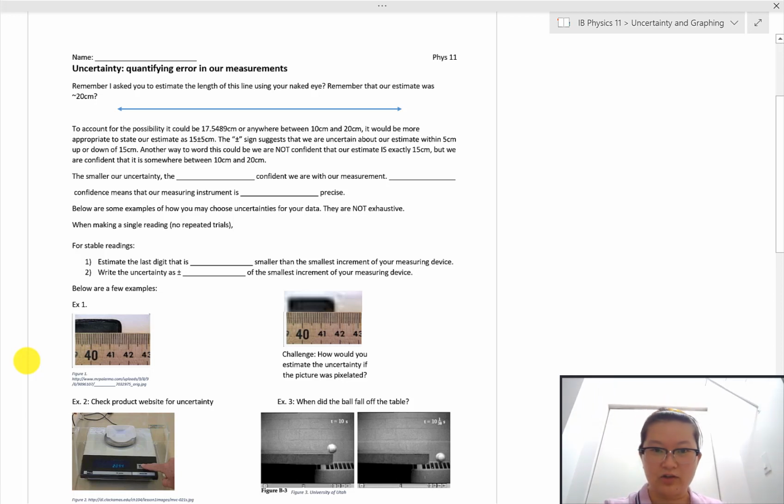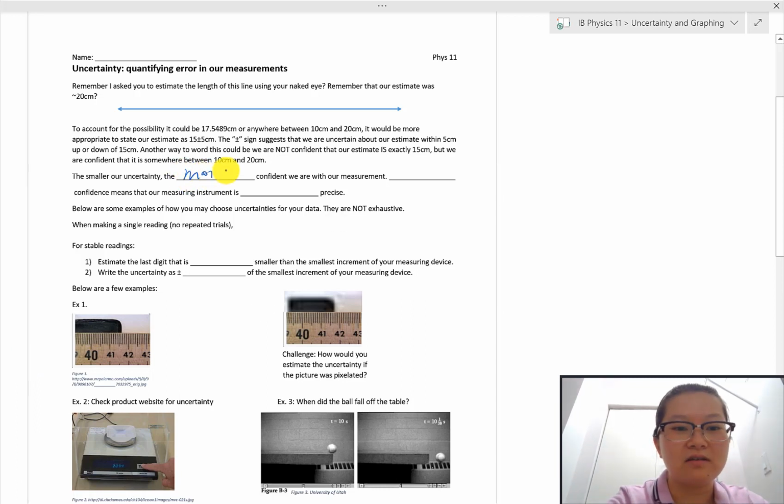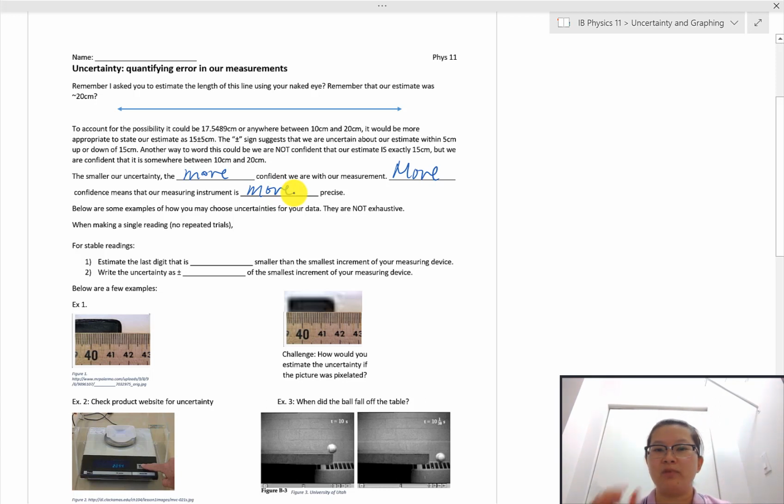If our uncertainties are smaller, we have more confidence in our measurement, and therefore we say that our instrument or our measurements are more precise. Okay? So the smaller the uncertainty, the more consistent we are with our measurements. If my measurements span this much range, then I am less precise than if I took a bunch of measurements and they're within this range. This would have a higher uncertainty, therefore less consistent and less precise. Okay, so that's the idea of uncertainties.